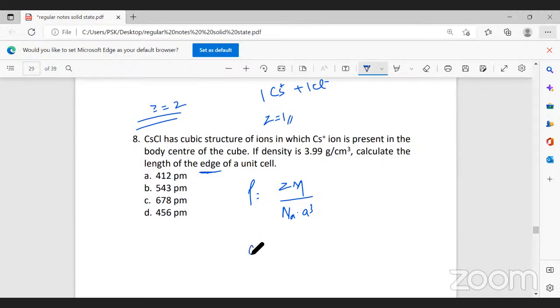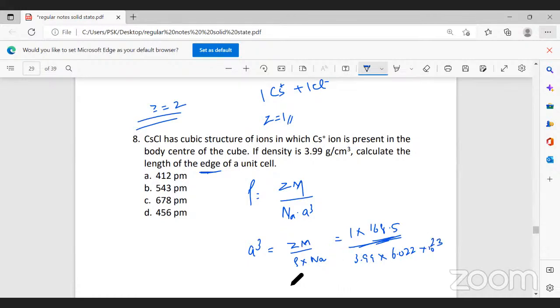When Z is 1, what can I write? A cube will be equal to ZM by density into Na. Now, Z is 1. What is the mass of cesium chloride? The mass of cesium chloride is 168.5. This you should remember, or they'll give you in the question. The atomic mass of cesium and the atomic mass of chlorine they will give you. It is 168.5 divided by the density they've given, 3.99, into Avogadro number 6.022 into 10 to the power 23.